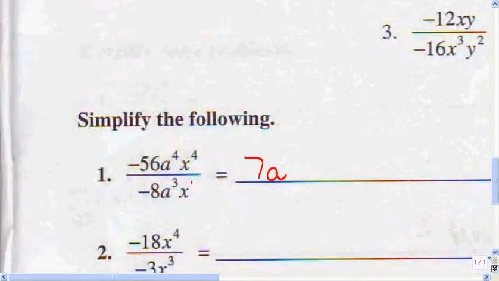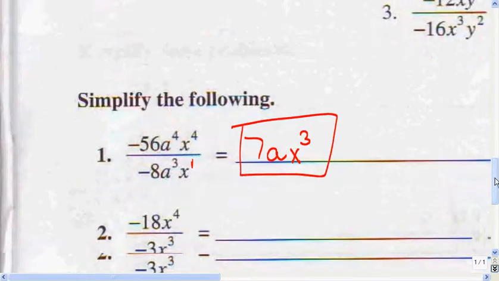Like right here, there's no exponent, so I know my exponent's 1, right? So what's 4 minus 1? X to the third. 4 minus 1 is 3, so that's my answer. 7a x to the third. See how easy that was?